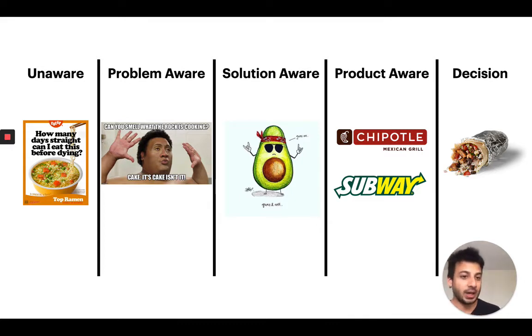You're product aware of, say, Chipotle and Subway. And then at the end of this whole process, you make a decision. You choose to eat some Chipotle burritos from now on. All right, that's the customer journey, and every company, every startup has this journey. Every buying process. So every customer for your company is going through this or some version of this, right?